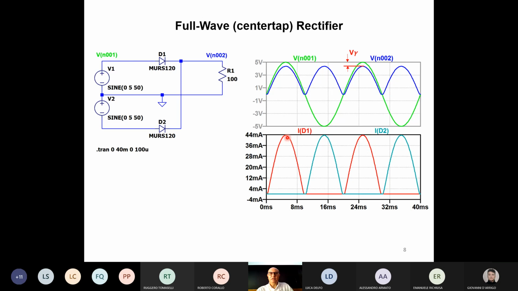Also, if you see the peak value of this current, it's 44 milliamps. 44 milliamps times 100 ohms makes 4.4 volts. So why is 4.4 volts the voltage over the resistance, which is 5 minus V gamma? In this case, V gamma is 0.6 volts, more or less. It means that this is a power diode, and so has a lower voltage drop. So more or less, it is working.